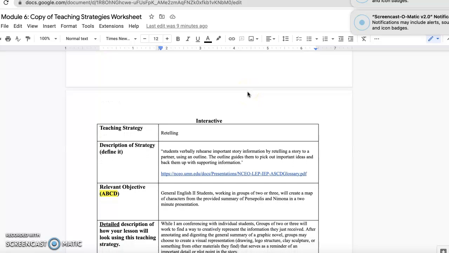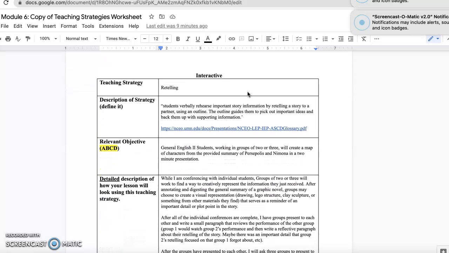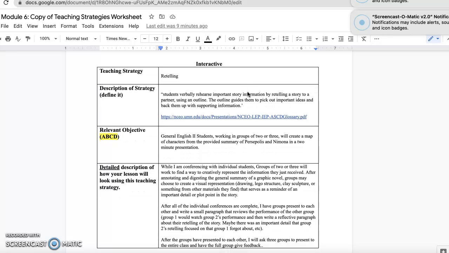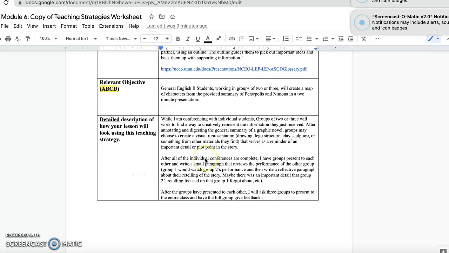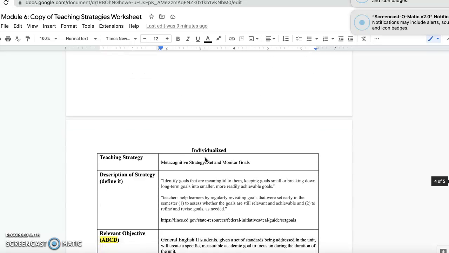The next teaching strategy that I chose would be retelling. So students would have to verbally rehearse and retell the arc of different characters from the provided summaries of Persepolis and Nimona in a 2-minute presentation.